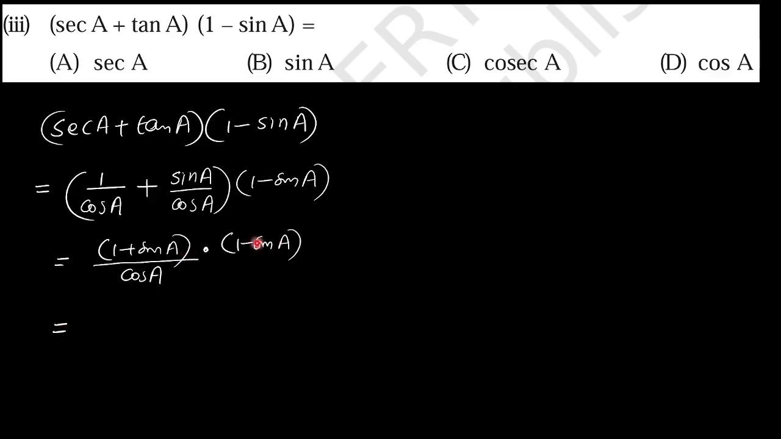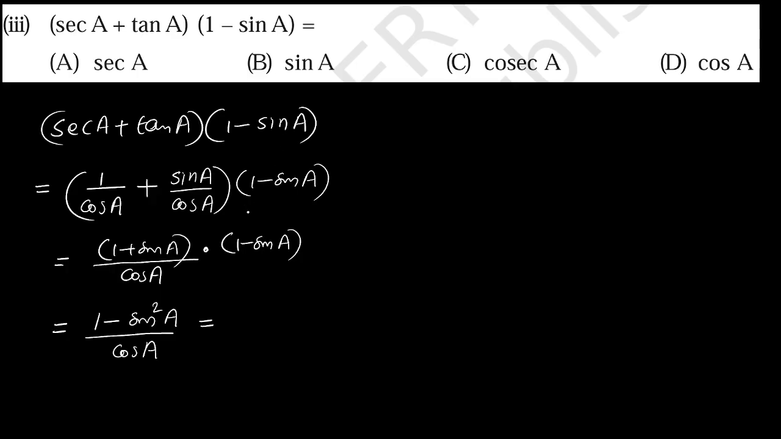Can I multiply them? Yes. 1 plus sin A into 1 minus sin A, just like A plus B into A minus B, which is A square minus B square. So 1 plus sin A into 1 minus sin A is 1 square minus sin square A. Anybody, what is 1 minus sin square A? Is there any identity? Cos square A.